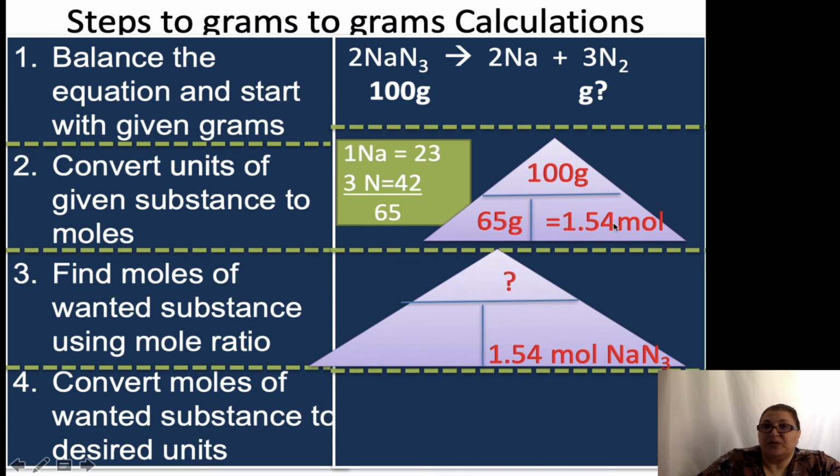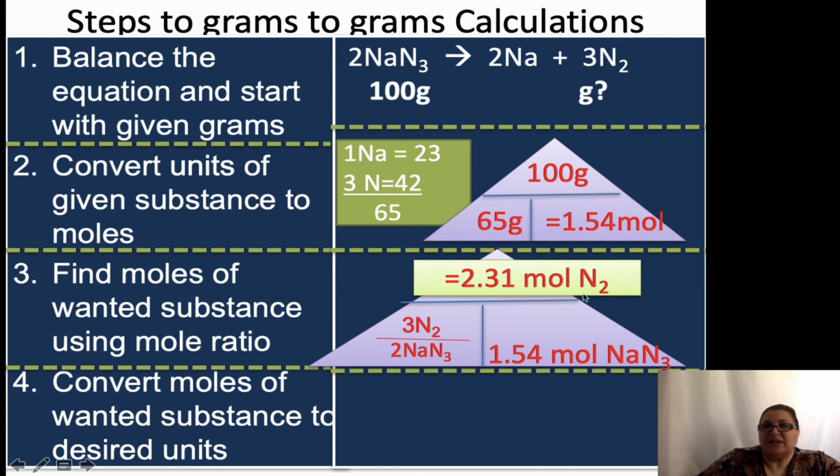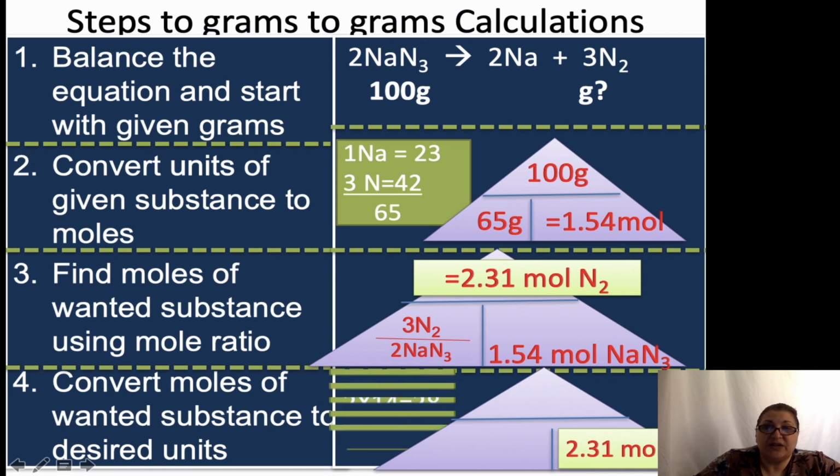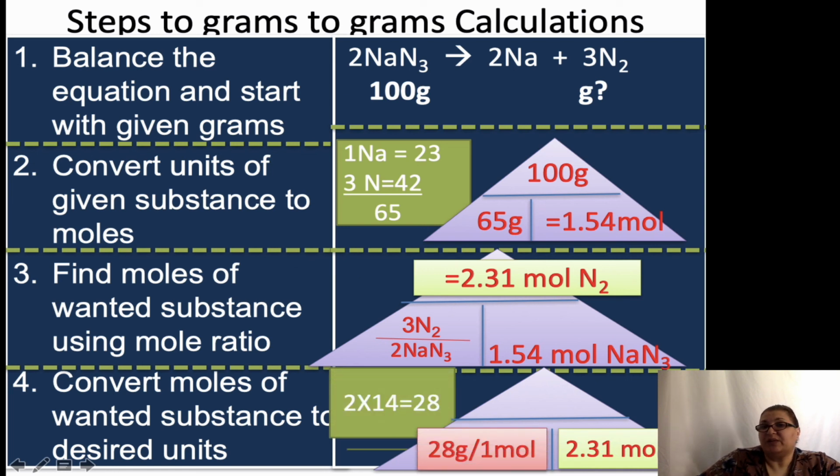And then we transfer that over here. We multiply by mole ratios, which is 3 to 2. And that gives us moles of nitrogen. And again, we transfer the moles in this corner right here. Now I want to go from moles of nitrogen to grams of nitrogen, so I multiply by the molar mass, which is 28. That gives us 64.7. So these are the steps.